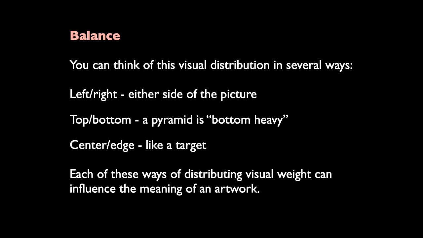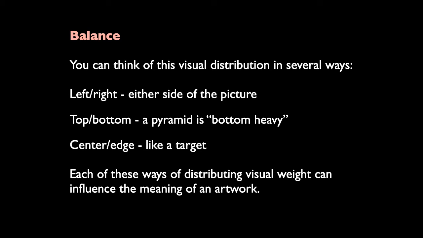You can think of this visual distribution in several ways. The most common way is thinking about the left side of the composition versus the right side of the composition, either side of the picture. What's going on one side versus what's going on the other. But also a top-bottom balance can play a really important role as well.